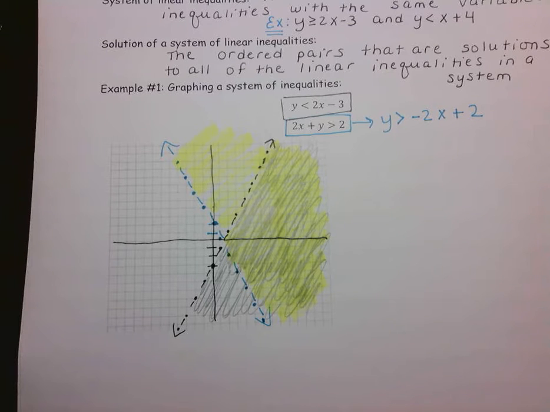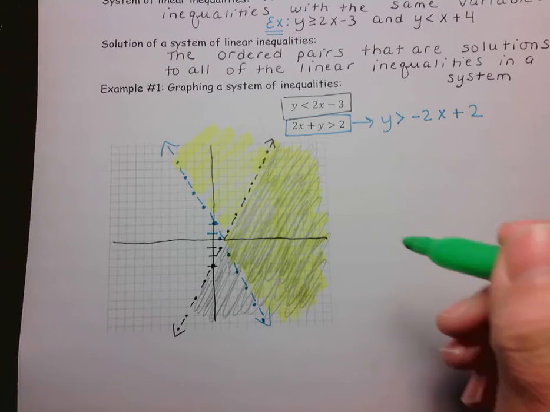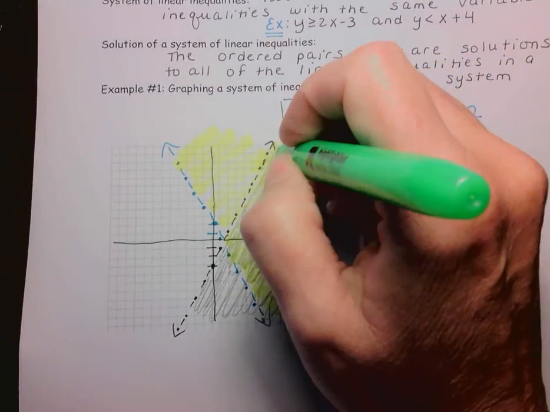But I'm looking for the solution of the system. In other words, I'm looking for all of the ordered pairs that are solutions to both of these linear inequalities. In other words, I'm looking for their shared shaded region. Where do these two shaded regions overlap?